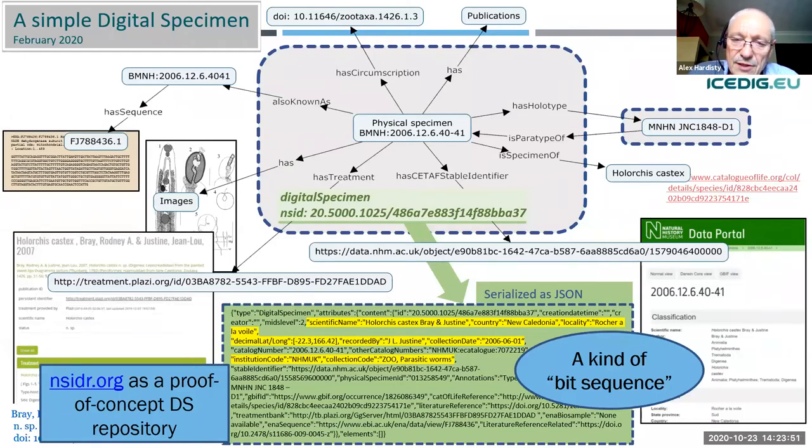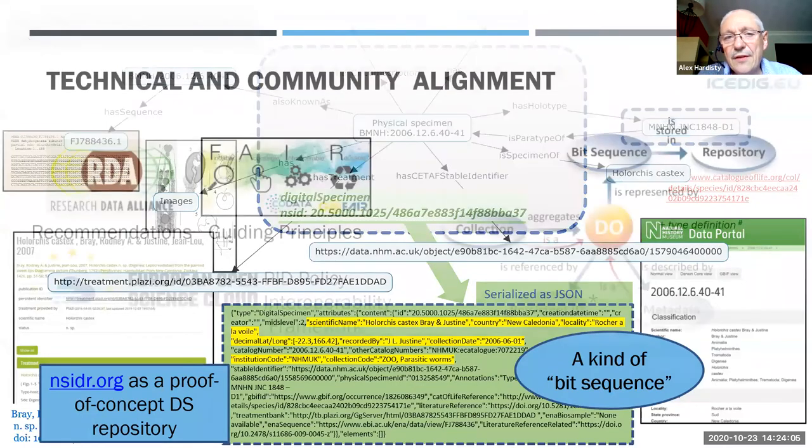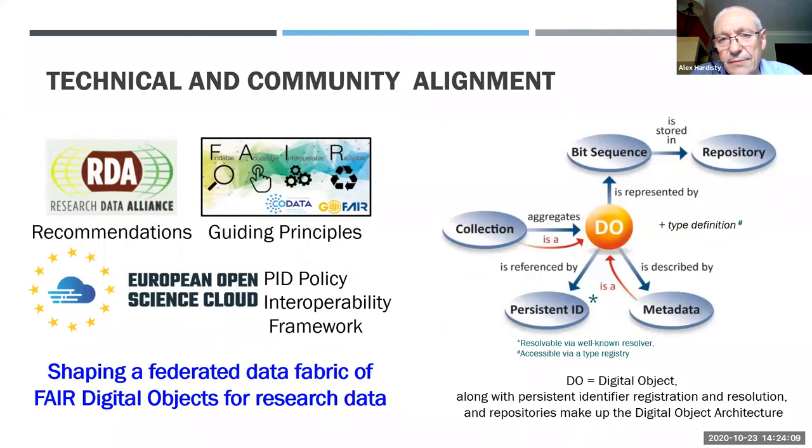I think an important thing about this representation of it as a fragment of JSON is that if you go to a lower level, then JSON as a string of alphanumeric characters is a kind of bit sequence. And this is important when it comes to technical and community alignment, because we see the work that we're doing on digital specimens as fitting into a larger ecosystem, a global ecosystem of work that's being driven by the work of the Research Data Alliance and by the FAIR guiding principles, in which digital objects, along with their persistent identifiers and the registration and resolution systems for persistent identifiers and the repositories for these bit sequences, make up digital object architecture. And I think this is important.